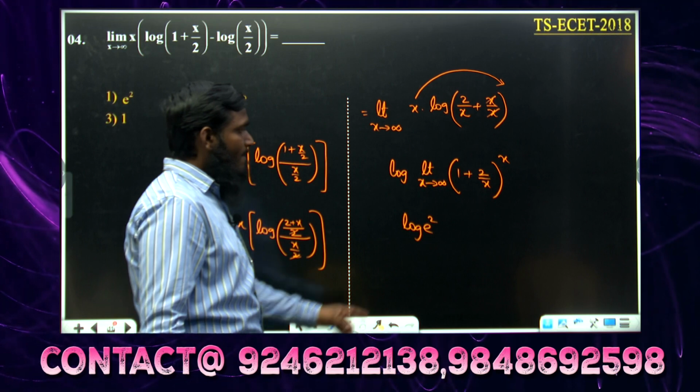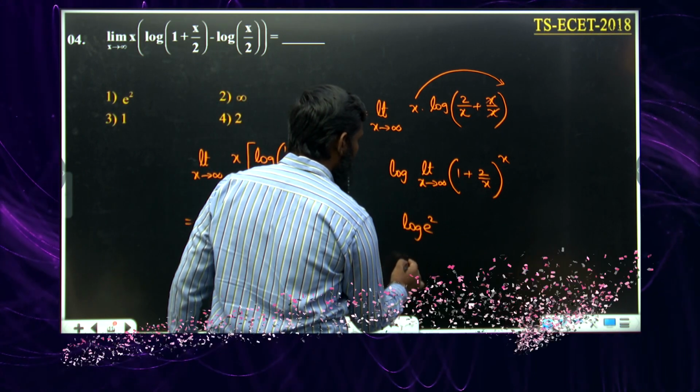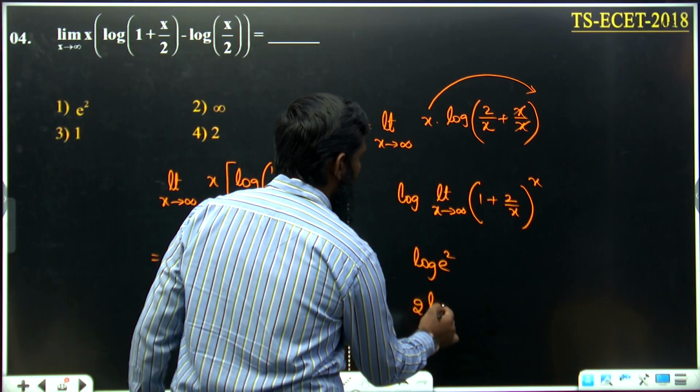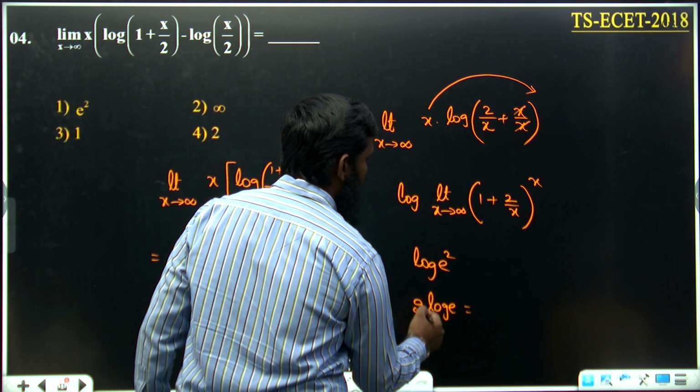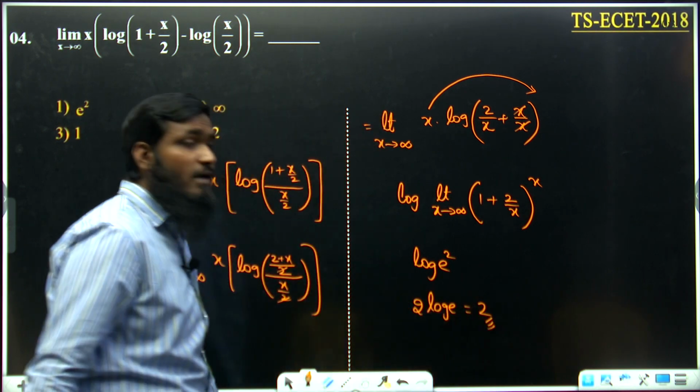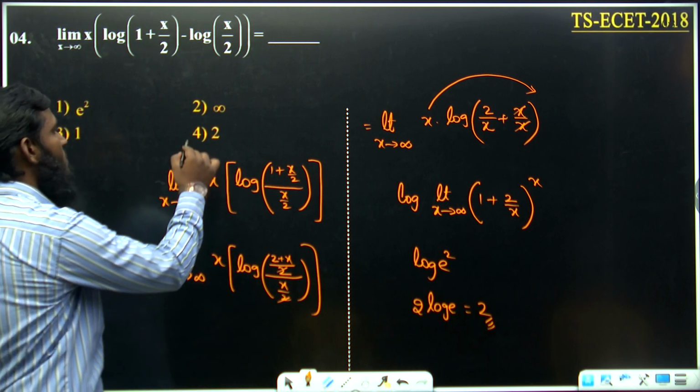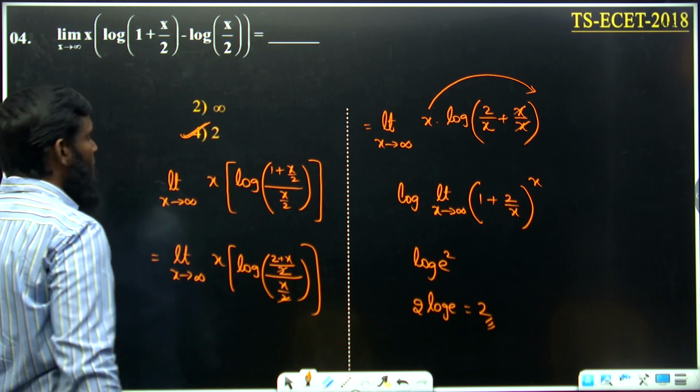So, what we are doing? 2 we are sending over here. 2 if you are sending over here, then it will become what? Log e. Log e value is equals to 1. 2 into 1, 2. So, what is the final answer we are getting over here? 2. 2 means let us go with fourth option.